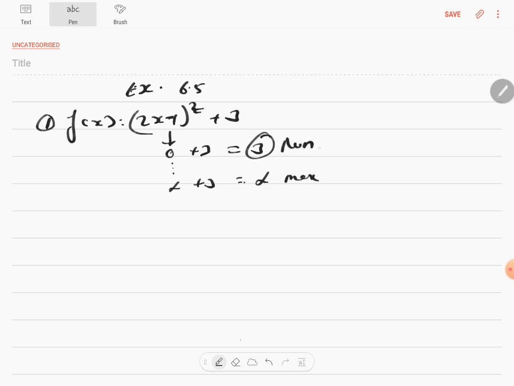So this is your minima. So that's about it. These are logical ways of arriving at minimas and maximas. So let's go to the next question.